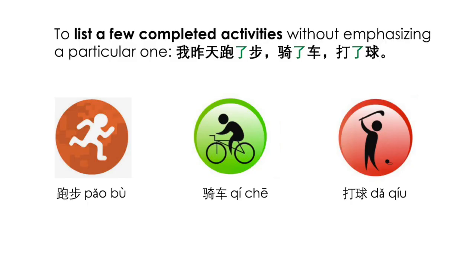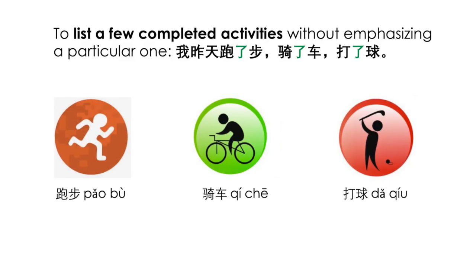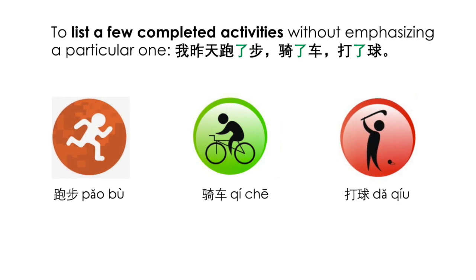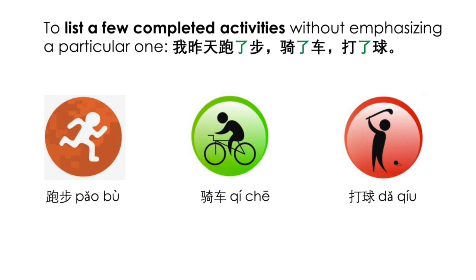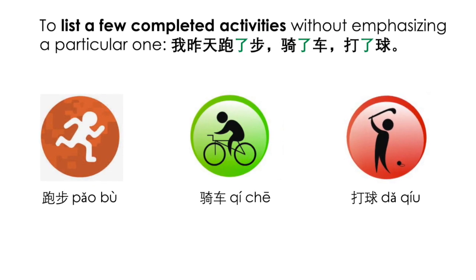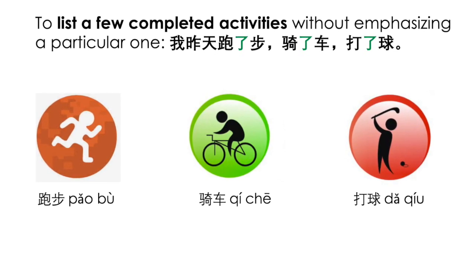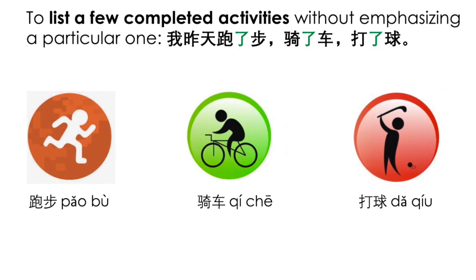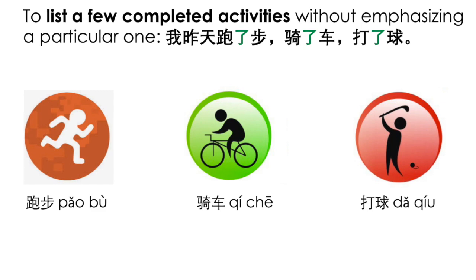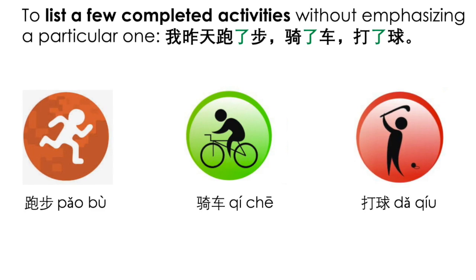What if you want to list a few activities that you have completed without emphasizing on a particular one? Here's another example. Let's first learn how to say these activities in Chinese. Jogging, 跑步. Riding a bike, 骑车. Playing balls, 打球.